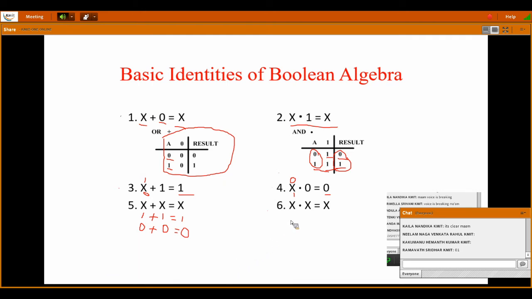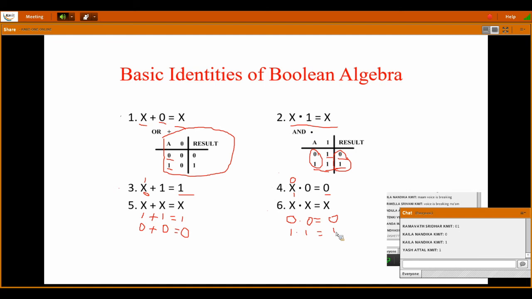So concentrate everyone. And the sixth identity is x dot x is equal to x. Here also we'll take a value for x, 0 dot 0. What is the AND gate? 0 dot 0 is nothing but 0. Next, suppose I take the value for x as 1. 1 dot 1 will be what? 1 and 1 is equal to 1. Like that it will be. So like this you need to analyze and prove each and every identity of Boolean algebra.